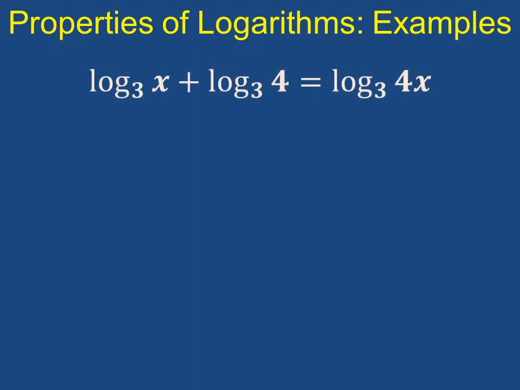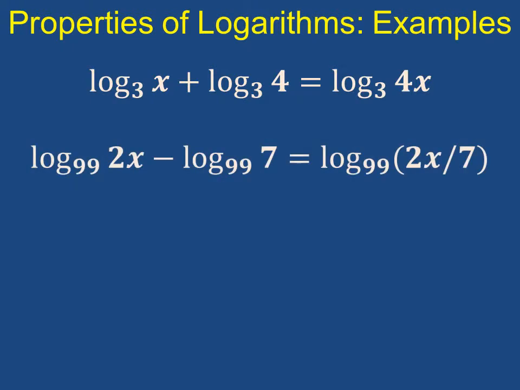Let's look at a couple of examples. We take these two logarithmic numbers and add them together. We can combine the x and the 4 by using the multiplication property. Here we have two logs that are being subtracted, and we can convert that into a quotient. And finally, we have log to the base 10 of 5 to the x power becoming x times log to the base 10 of 5.